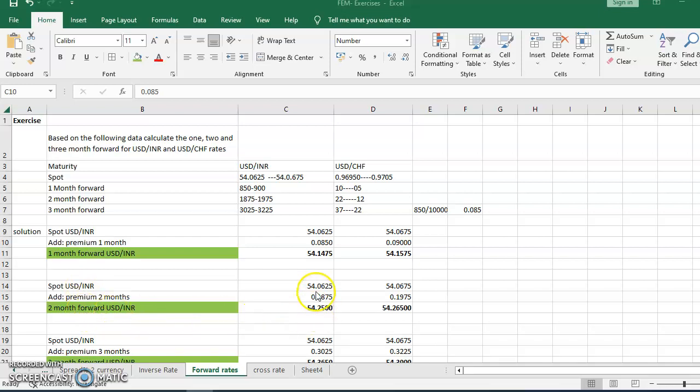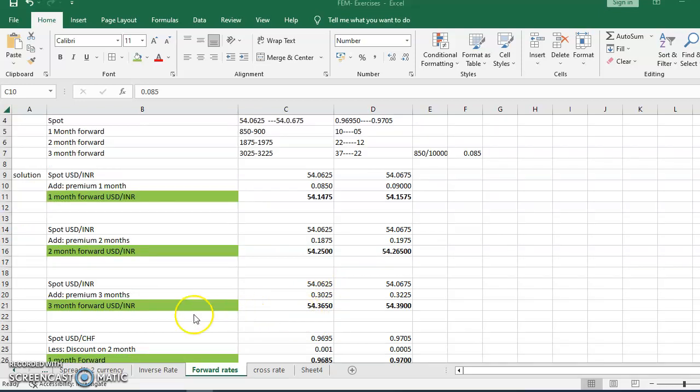So what do we do? We take the spot rate. This is the spot rate, the same rate I have taken. See, I have not taken anything different. And what we have done is just added the premium for 2 months. So 1875, and how do I take it? 1875 divided by 10,000, so 0.1875 and 0.1975. So we got a 2 month forward by just adding. Premium means you have to just go on adding.